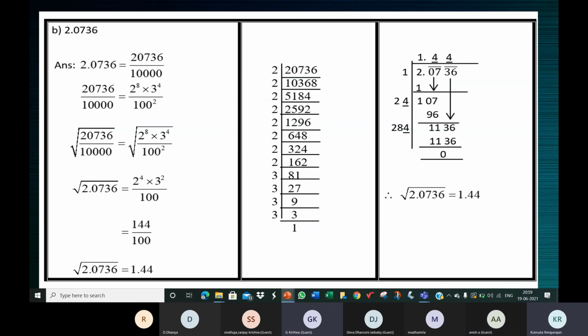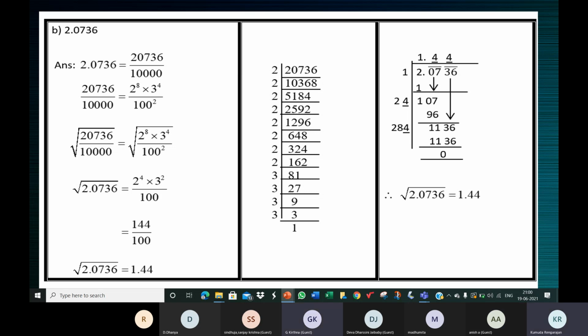Ma'am, when it's a big number like 53, we should try for the larger number. You should find out between which two square numbers it lies. Yes, ma'am, this number lies between 50 square and 60 square. Yes, okay.